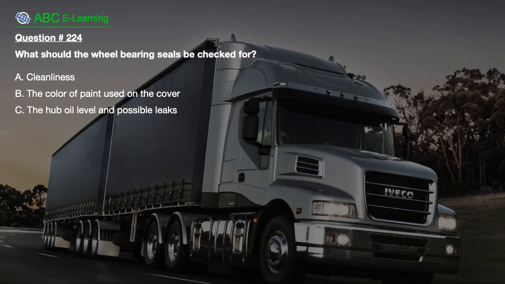Question number 224. What should the wheel bearing seals be checked for? A. Cleanliness. B. The color of paint used on the cover. C. The hub oil level and possible leaks.